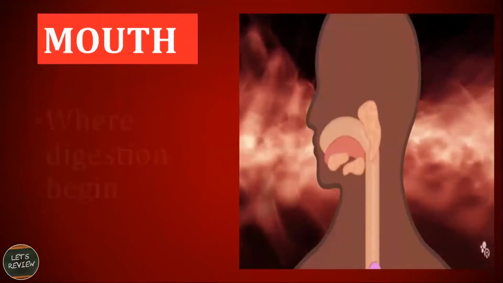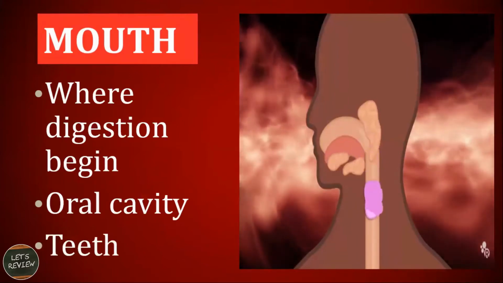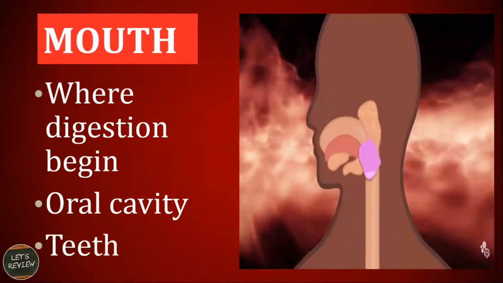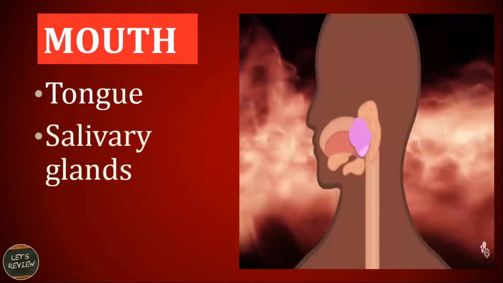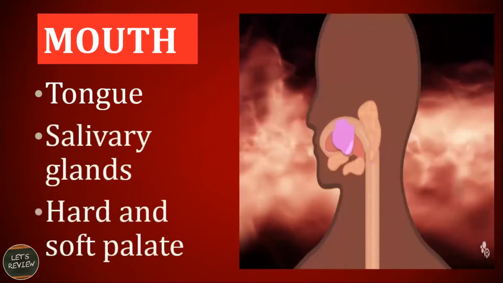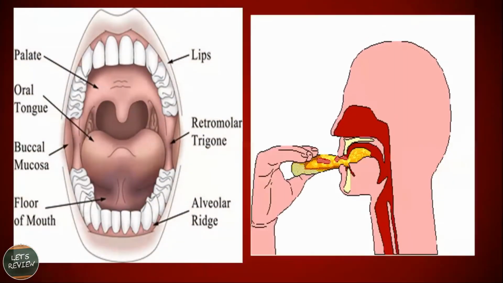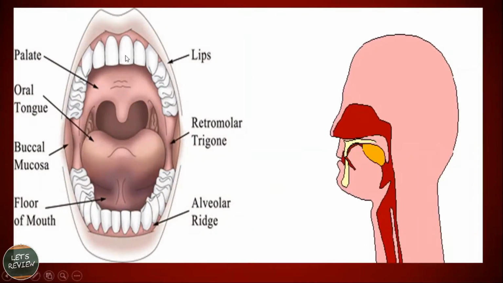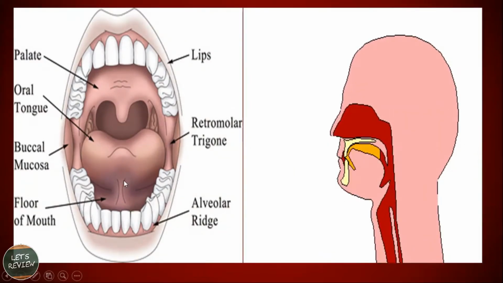The alimentary canal includes the mouth. This is where digestion begins, and it is also known as the oral cavity. It is composed of teeth, tongue, salivary glands, and the hard and soft palate. So inside the mouth, there are teeth, you have your tongue, and you have the hard and the soft palate.